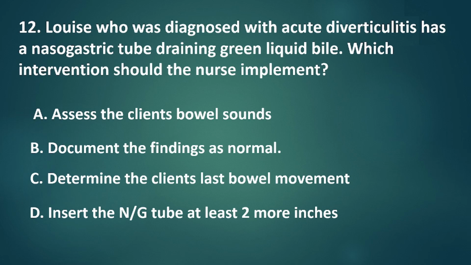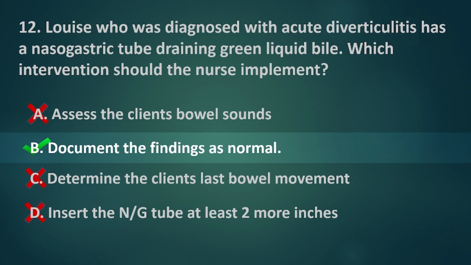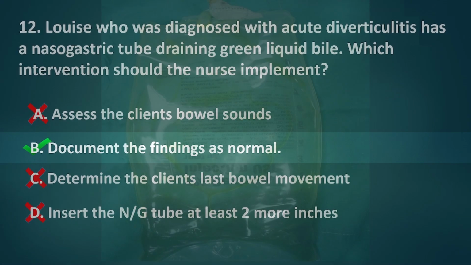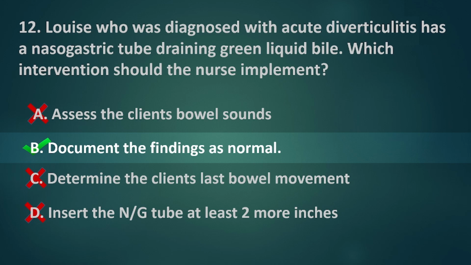The correct answer is letter B. Document the finding as normal. Green bile contains hydrochloric acid and should be draining from the nasogastric tube. Therefore, the nurse should take no action and document the findings, as this is considered normal.